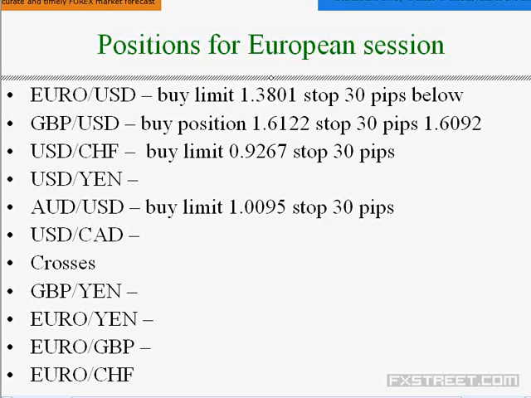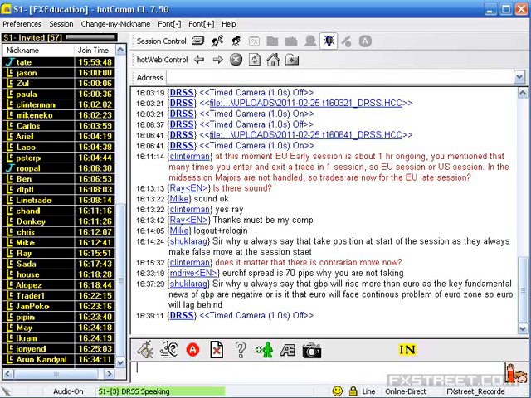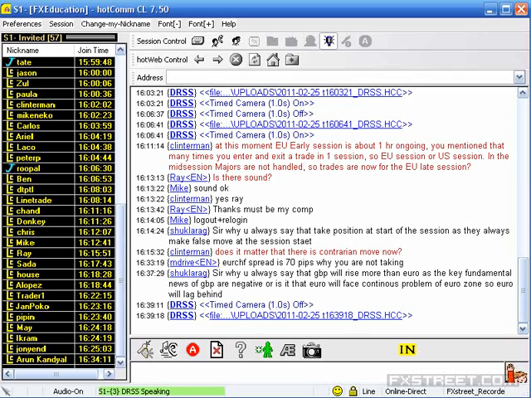So let me minimize the PowerPoint presentation and focus the camera on the live market quote page and take up the questions which are asked here.